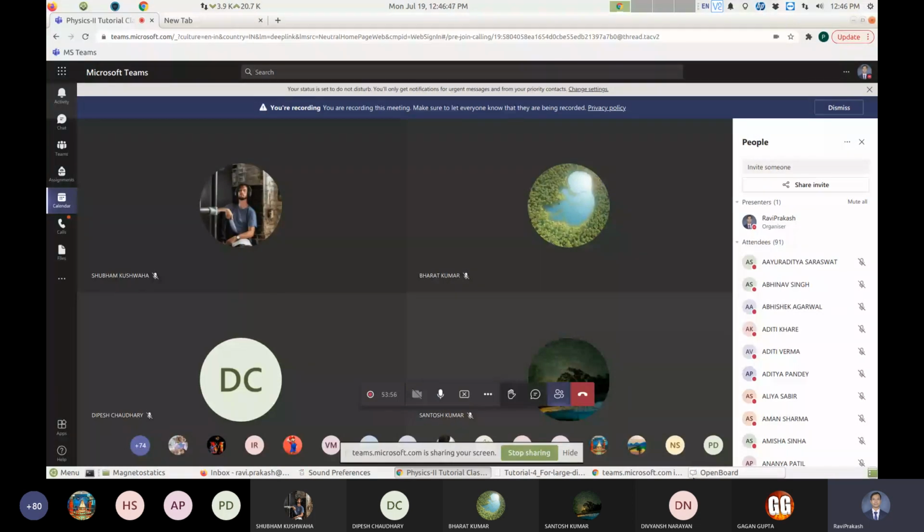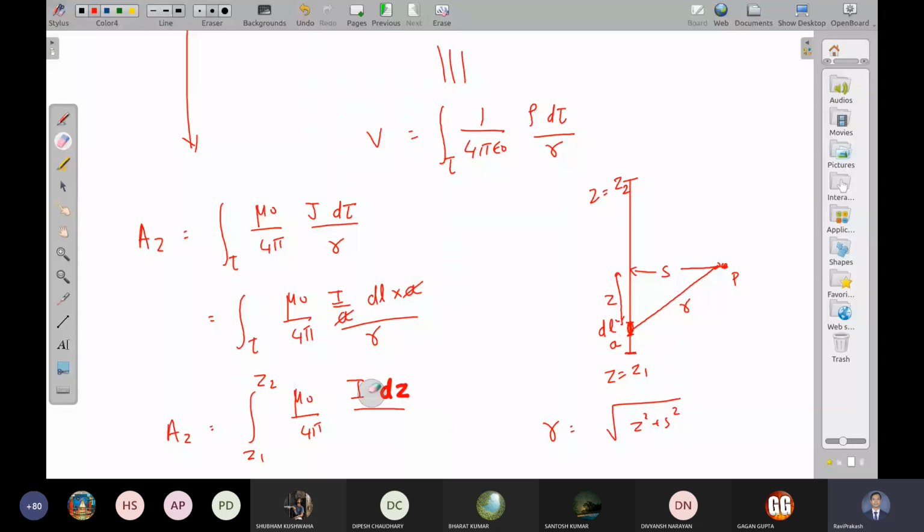So what is dz here? Sorry, what is r here? R is this, z square plus s square. So s is a constant, right? Mu naught 4 pi I, everything is constant. So you can solve this integral, find the coordinate of this point, and do this integral. So this is the vector potential at this point P. This is the general answer. You can always apply this formula in all cases. There is no constraint here, there is no symmetry here. This is applicable in all possible cases, right?